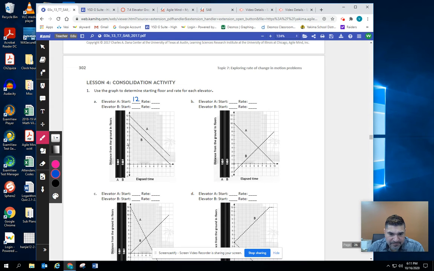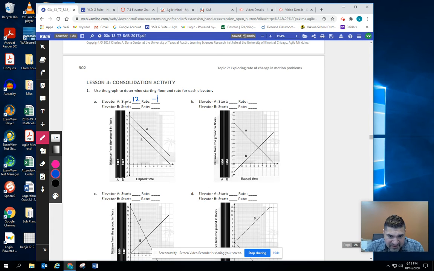How about now the rate? Let's see, we're going down 1 per second. So our rate would be down 1. Notice I put that negative in there. This is our downward direction. We're going down 1.